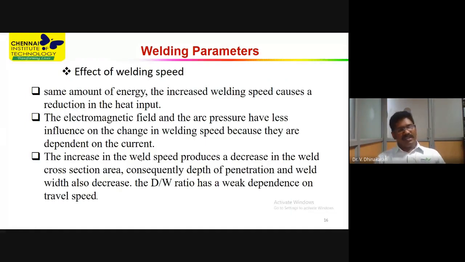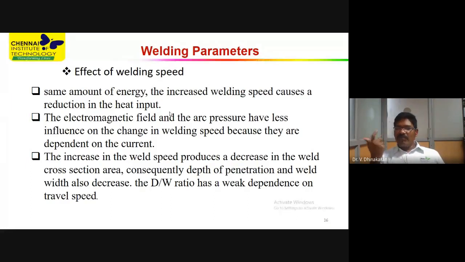The effect of welding speed: welding speed plays a major role in welding. One thing you have to understand is the amount of energy will be the same. There will be no variation in this. The welding speed can be used as a variable parameter to meet our purpose. If you increase the welding speed, it will reduce the heat input. When the heat input is reduced, the heat falling on the material for a particular area will be very less. Then the melting will happen very less.